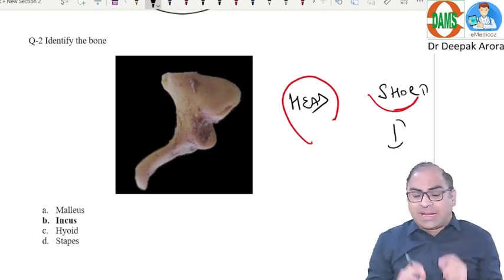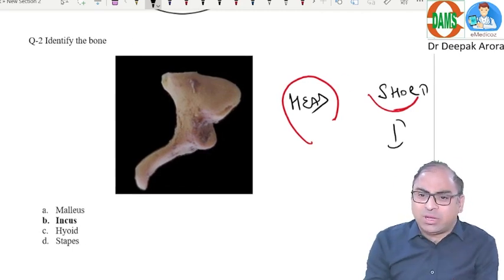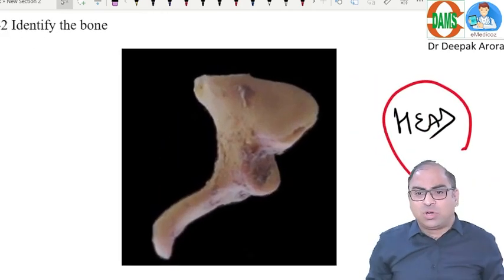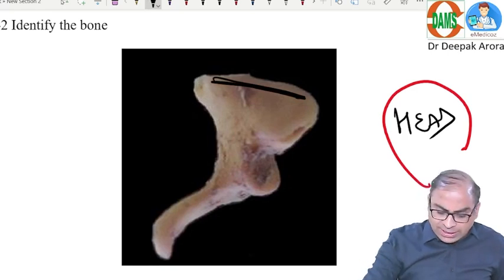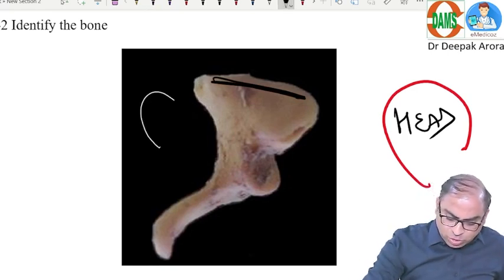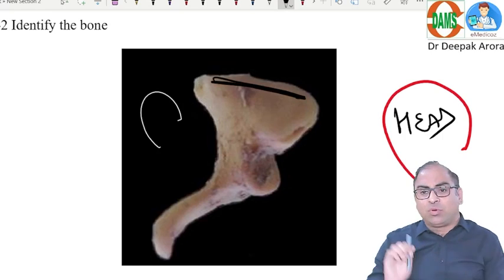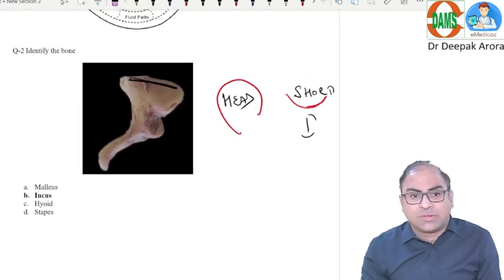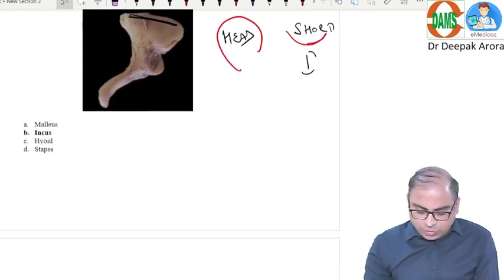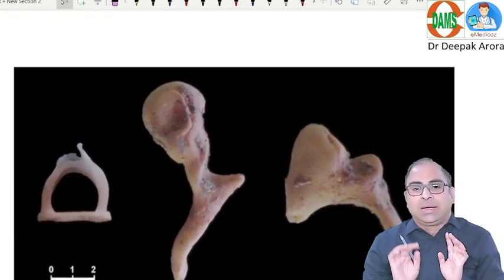How to differentiate? At MBBS level, you may be confused between malleus and incus, but this surface was a very flat surface. It was not convex. If it would be like this, I would be going in favor of malleus. I hope you are getting my message. The answer was incus, incus, incus. No second thought. Clear?